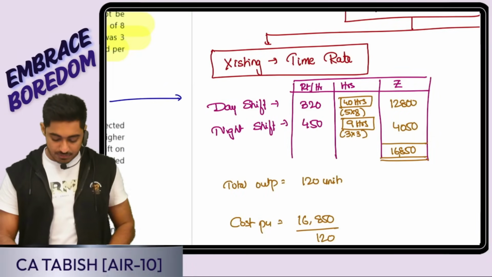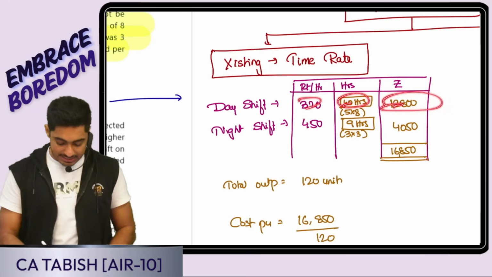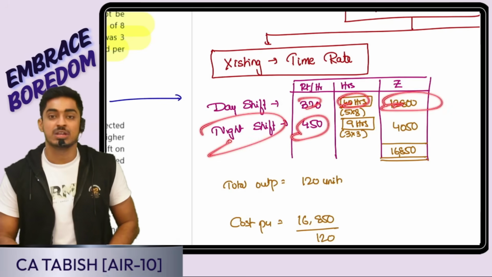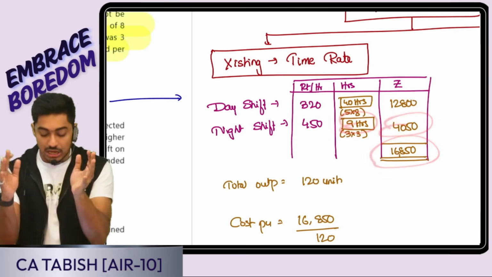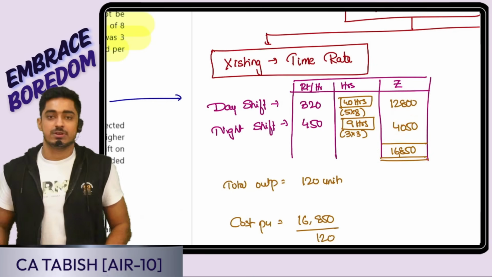5 days, 8 hours, 40 hours. That gives me the total payment, 12,800. Night shift I am paying 450 per hour. 3 days of 3 hours each, 9 hours we paid, that gives 4,050. So total how much am I paying? 16,850. Yes or no?